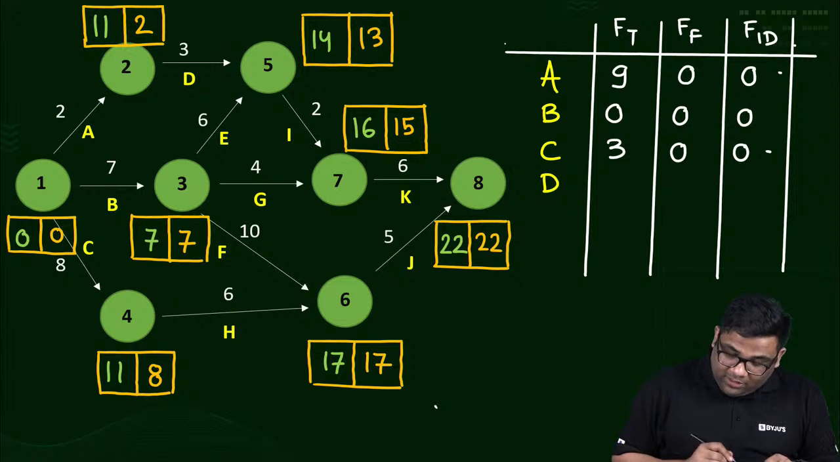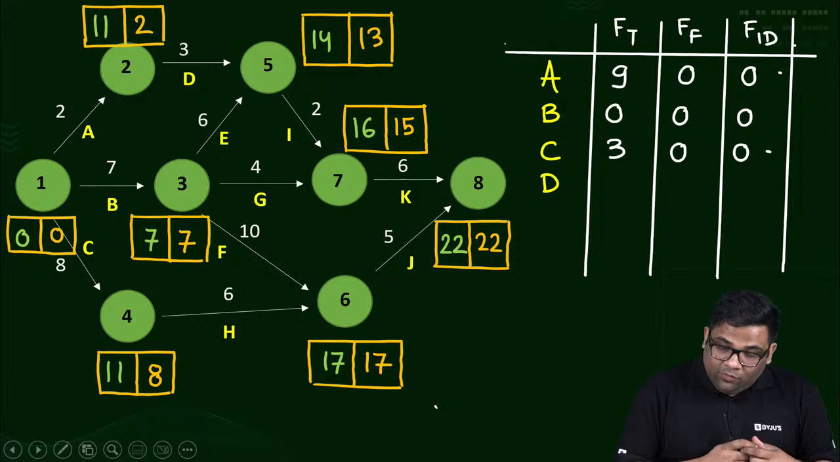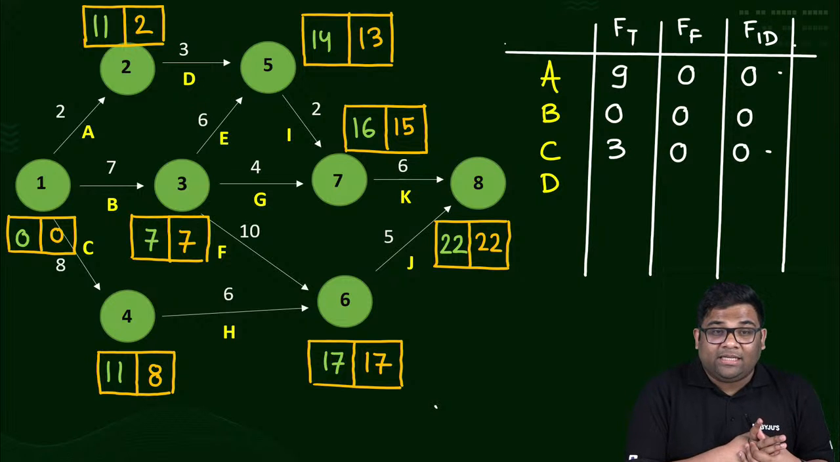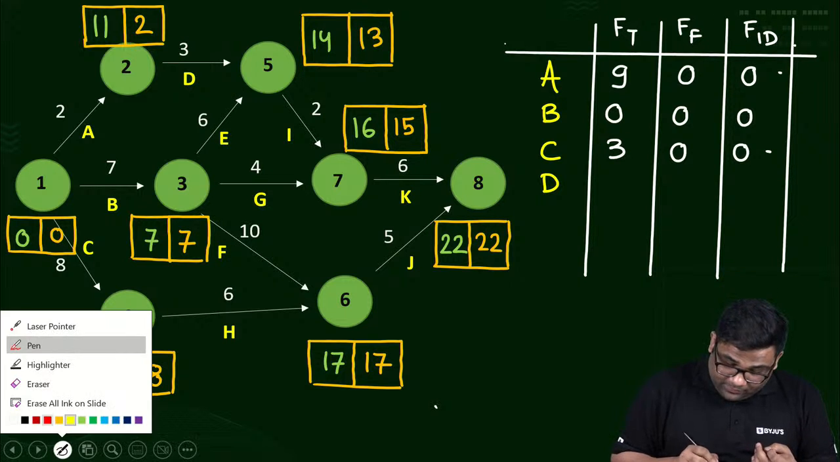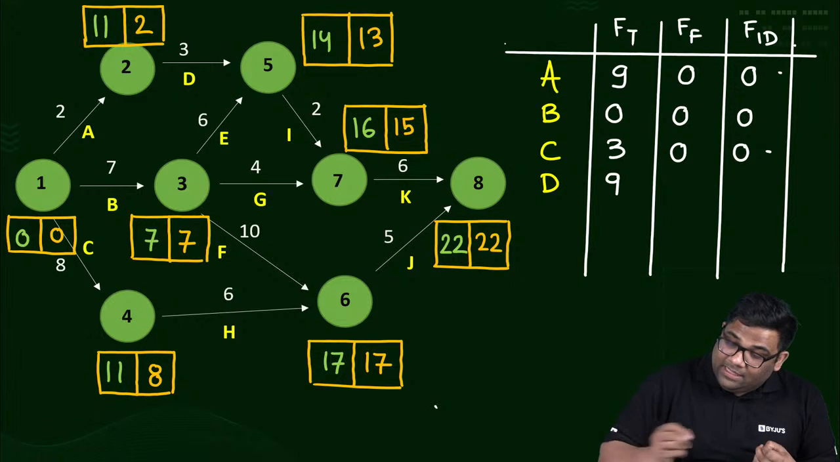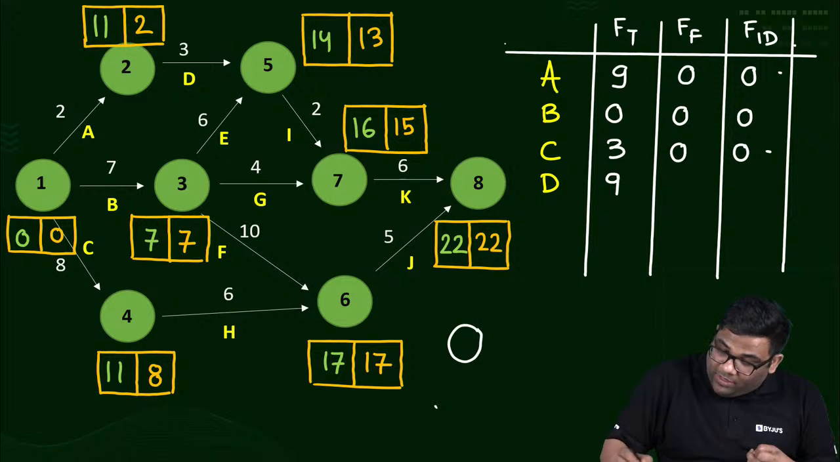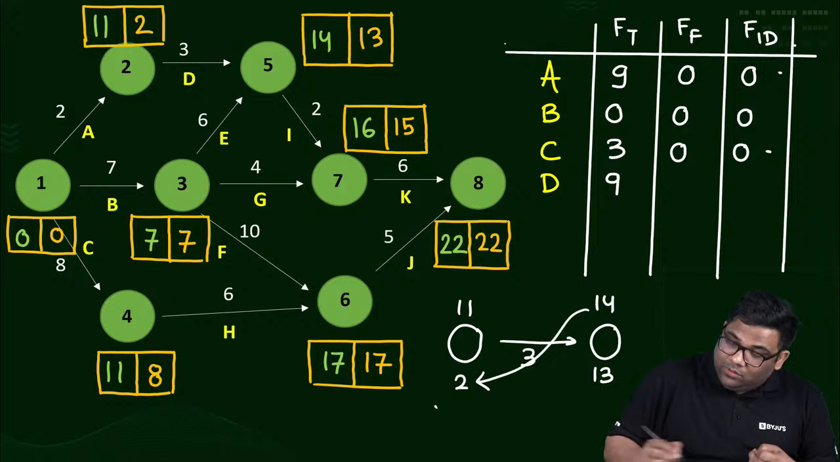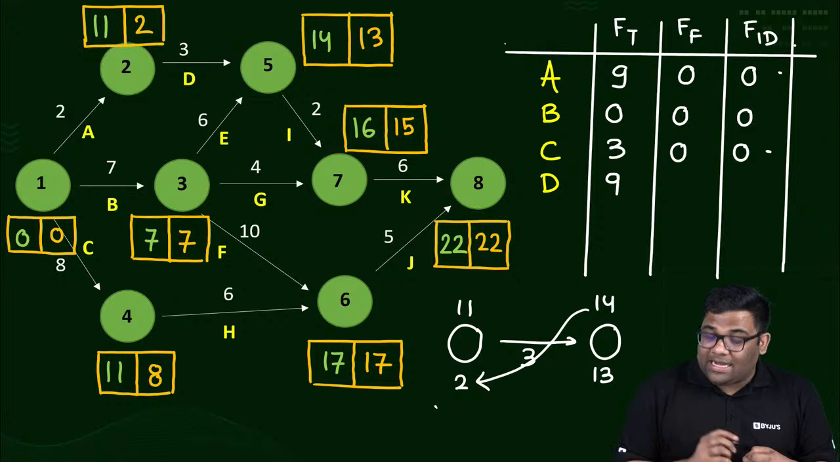For D1, what is the total float? For the D1, total float will be how much? It is 14 minus 3 minus 2. 14 minus 3 minus 2, right? 14 minus 3 minus 2, 9. Then I will draw here again. I will draw for everyone so that you don't get confused. 14, 13, 11, 2, 3. 14 minus 3 is 11, 11 minus 2 is 9, right?